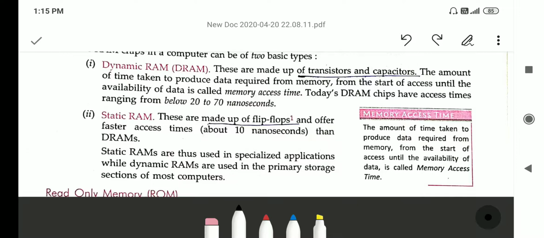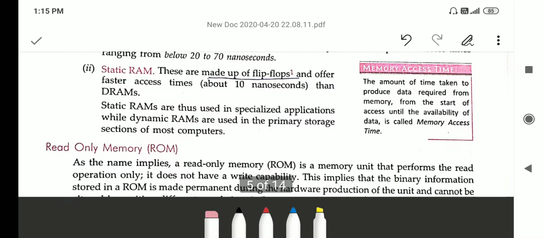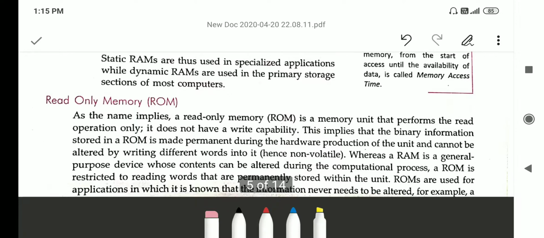Now static RAM is made up of flip-flops. Flip-flops, this time you don't have this idea. I will discuss it with you, but this is not in your syllabus. When I discuss gates, at that time I will discuss flip-flops also with you. This is made up of flip-flops.